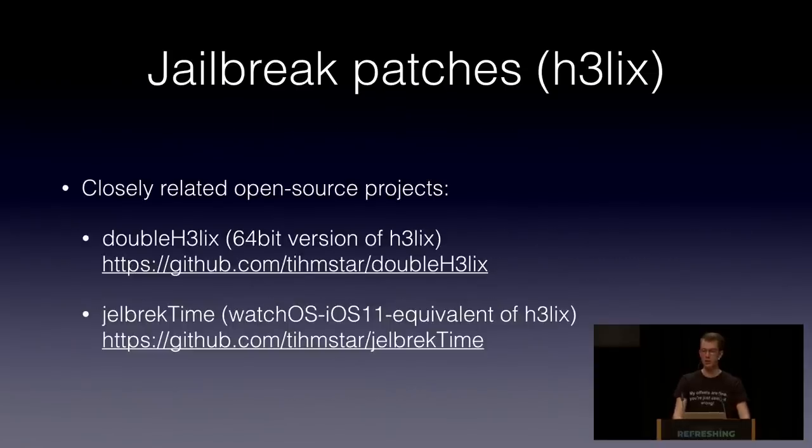So if you want to check out how that works yourself, unfortunately, Helix itself is not open source, and I have no plans of open sourcing that. But there are two very closely related projects which are open source, which is Double Helix. This is pretty much exactly the same, but for 64-bit devices, which does include the KPP bypass, so it also patches the kernel. And jailbreak time, which is the watchOS jailbreak. Helix is for iOS 10, and the watchOS jailbreak is kind of the iOS 11 equivalent, but it shares most of the code, so most of the patch code is the same. If you want to check that out, check these out.